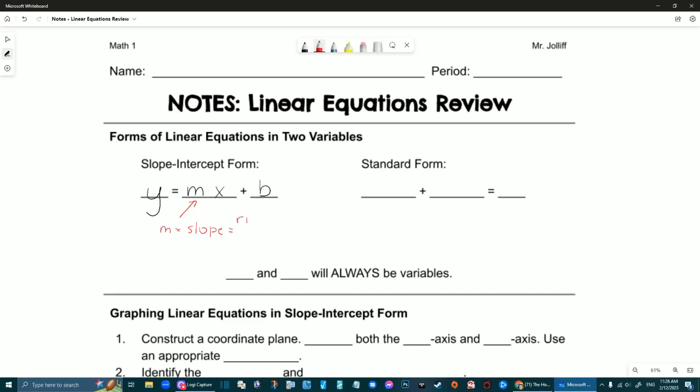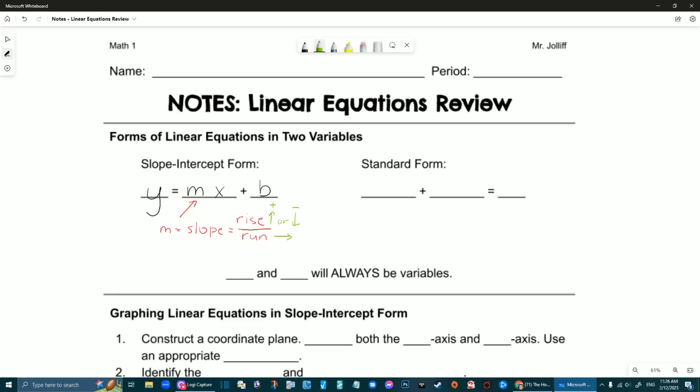So we describe it as rise, how much the line goes up or down from one point to the next, over run, how much the line goes from side to side, from one point to the next. So rise is up or down. Run, we're always going to move to the right. For the rise, we know that we go up if our slope is positive and down if our slope is negative.